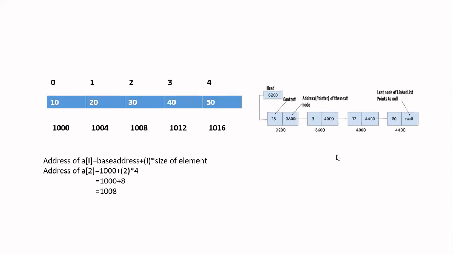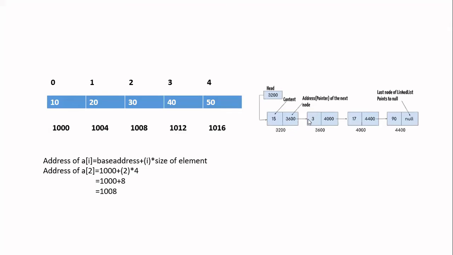If I want to get the address of this 17, what I have to do is start from this head. Head is having 3200. I have to first go to that memory location, 3200. In that, I have to go to the address field and get this address. It is 3600. So you go to the address 3600.